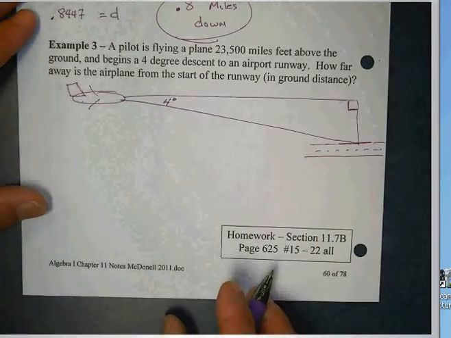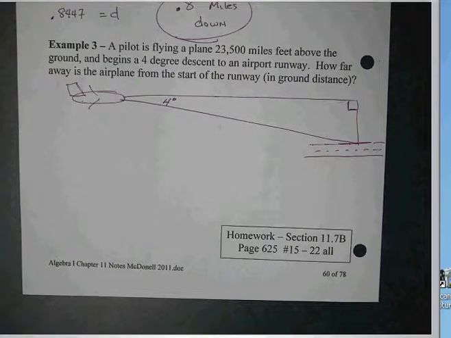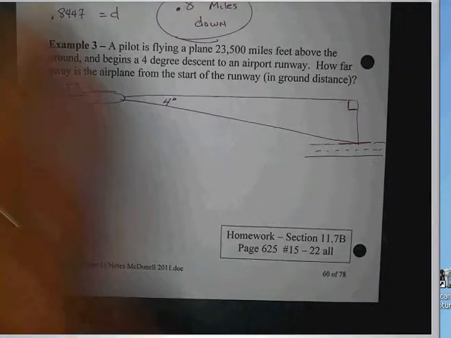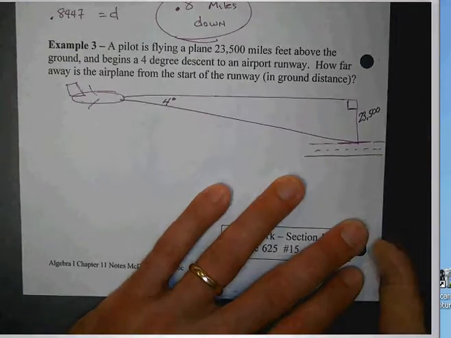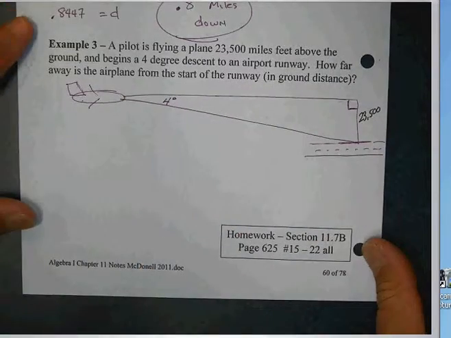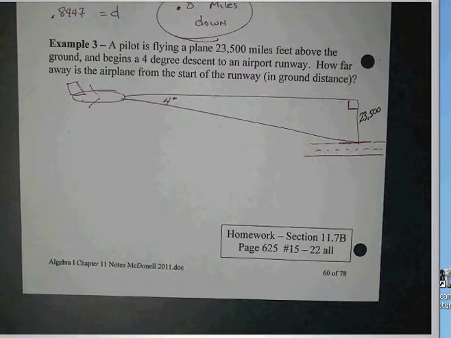What else do we know? I have 23,500 and I have a question mark. The height is 23,500, so let's put that 23,500 over here. What am I asked to find? How far away is the airplane from the start of the runway in ground distance? Do I want to find the diagonal or the horizontal? What does ground distance mean?